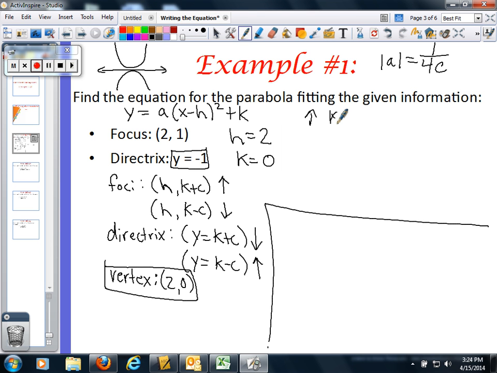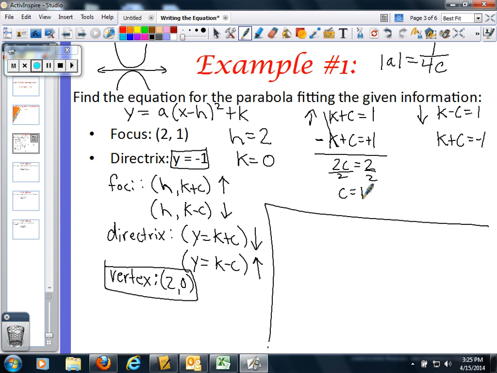So we have k plus c equals 1, and k minus c equals negative 1. That's for up. The down is k minus c equals 1 and k plus c equals negative 1. So if I solve for c now, because that's what I'm looking for to give me a, I need to get c by itself, so I'm going to distribute a negative 1. These are going to cancel. This is going to give me 2c equals 2. Divide by 2, and I get c equals 1.